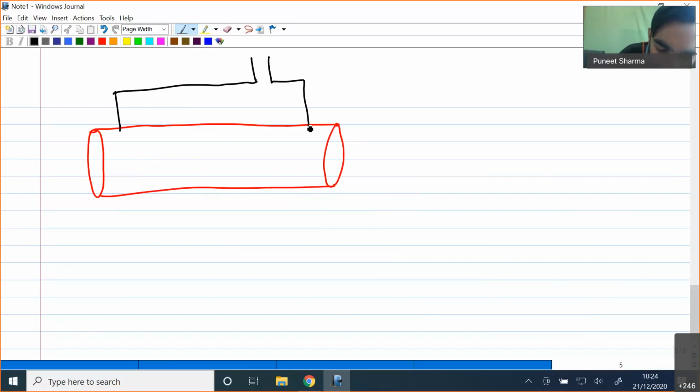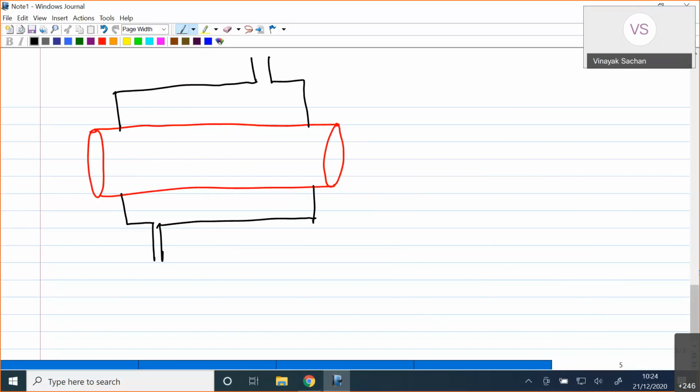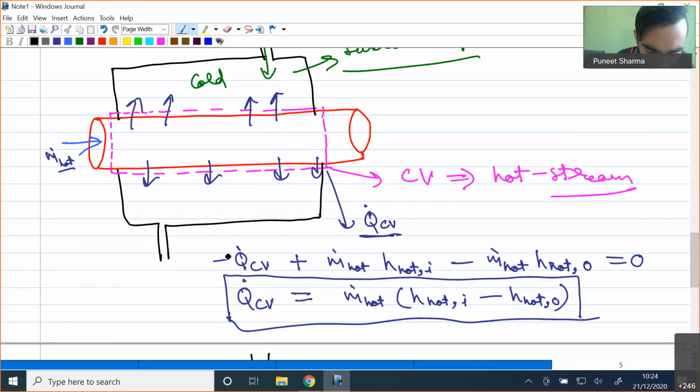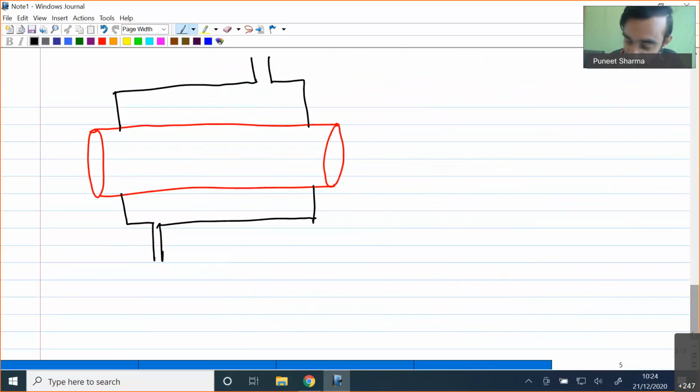Excuse me, sir. Yes. So in the previous case, will QCV not be negative positive? No, QCV will not be positive, because whatever control volume you are taking is a hot medium, and heat is going out of the control volume. So heat out is taken as negative. If we are taking the cold medium as control volume, then obviously this heat is entering the medium. So for the cold medium it will be plus QCV.